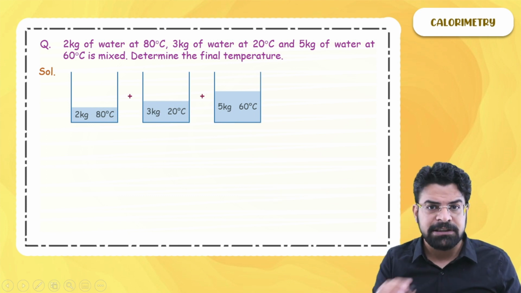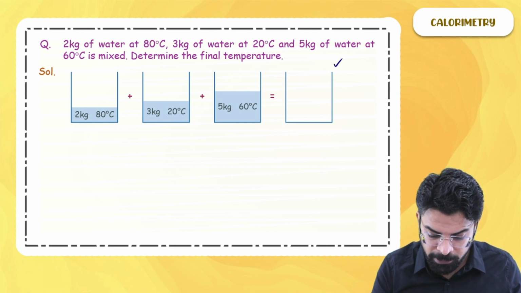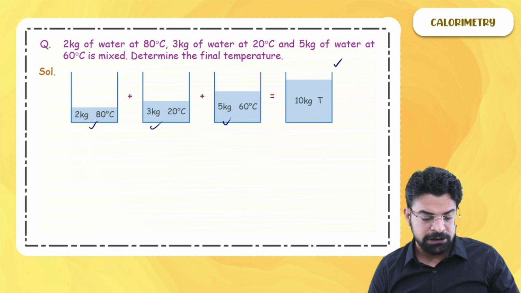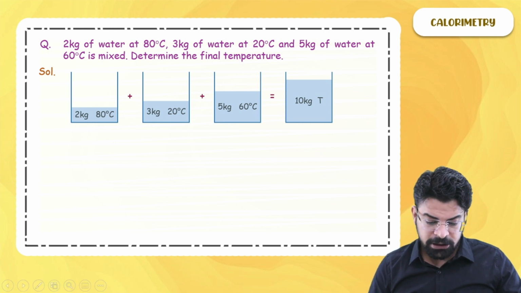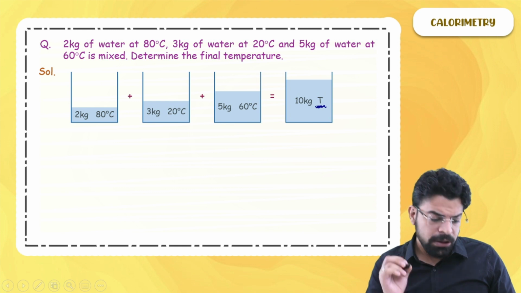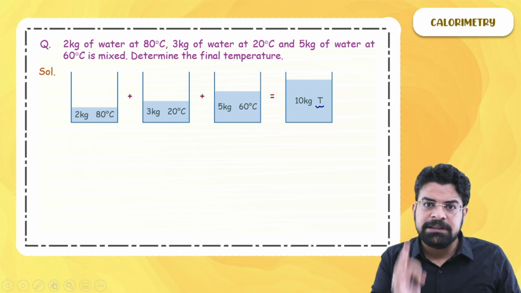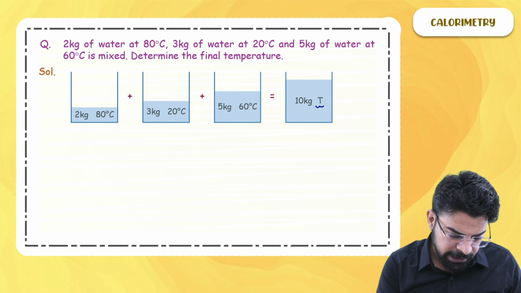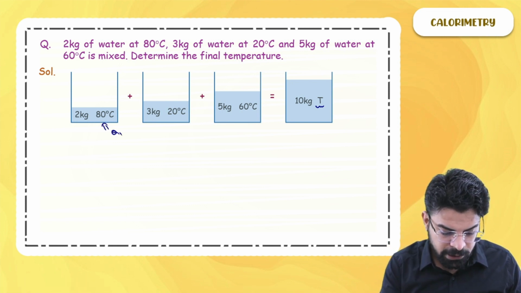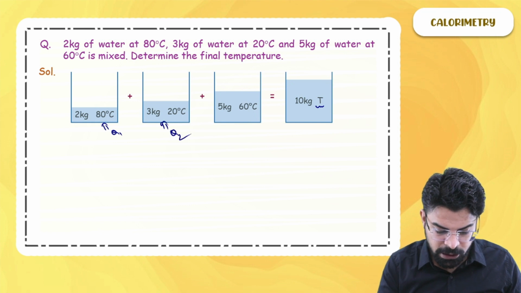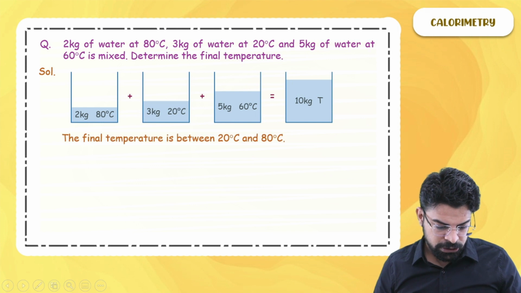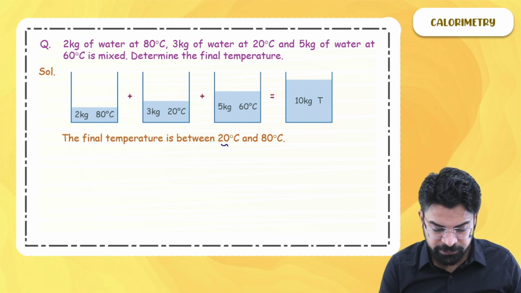So when you mix these three up, you get a common mass of 10 kg, 2 plus 3 plus 5. And let's say this common mass of 10 kg has a temperature T. Question is, what will be this temperature T? So here we will again write, since we are not providing any external heat, the heat given to 1 plus the heat given to 2 plus the heat given to 3 has to be equal to 0.